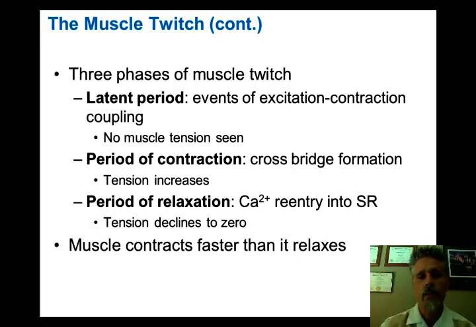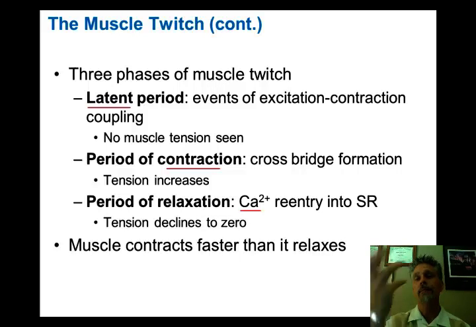So this basically goes over what we were talking about there. The latent period is where we are stimulating it. The period of contraction is when the cross bridges are doing their job, right? Thick and thin filaments. And then the period of relaxation is when the calcium is being taken back up into the sarcoplasmic reticulum and those heads are detaching and going back to their original length.